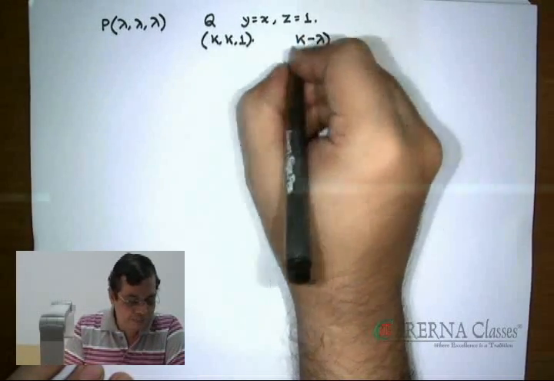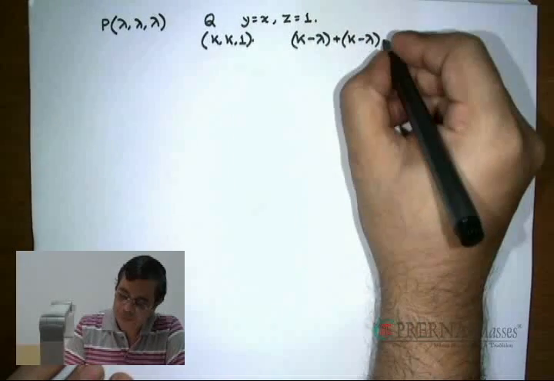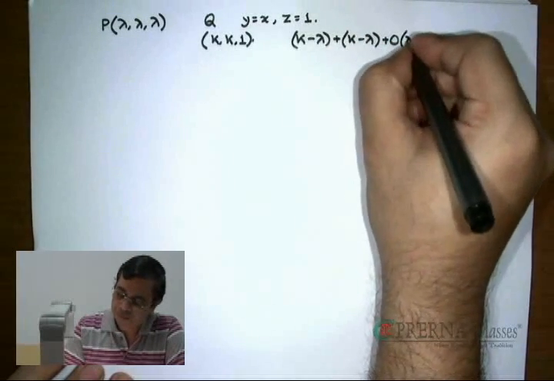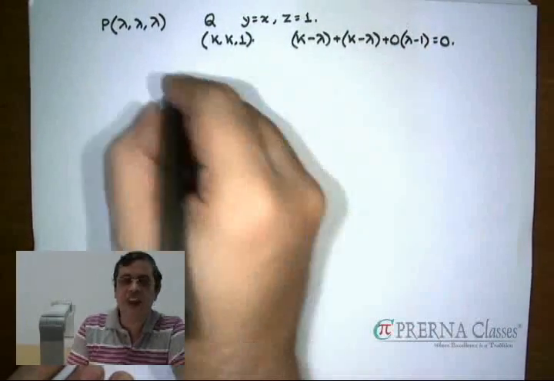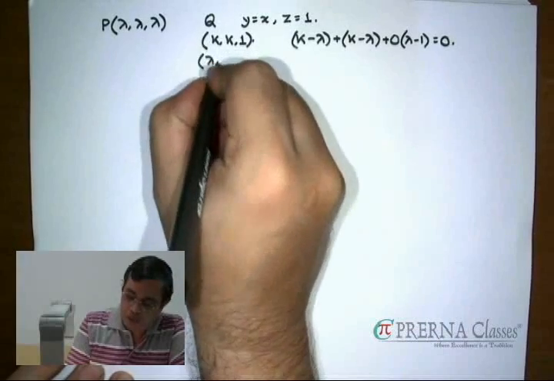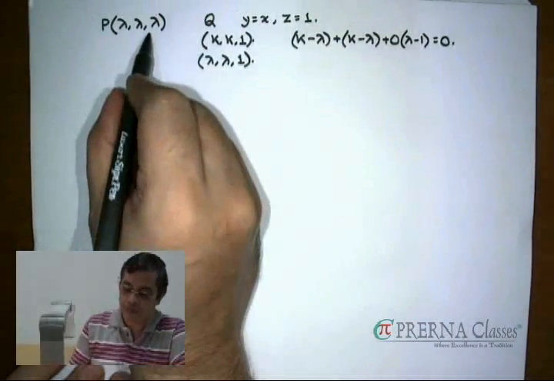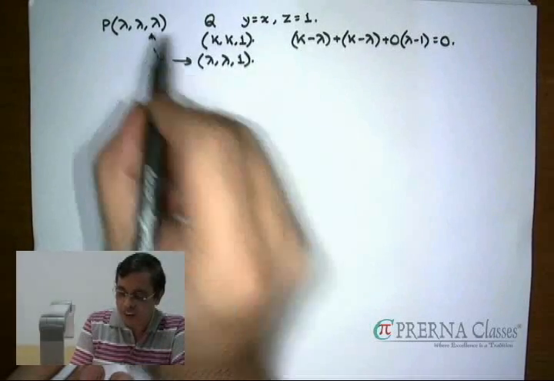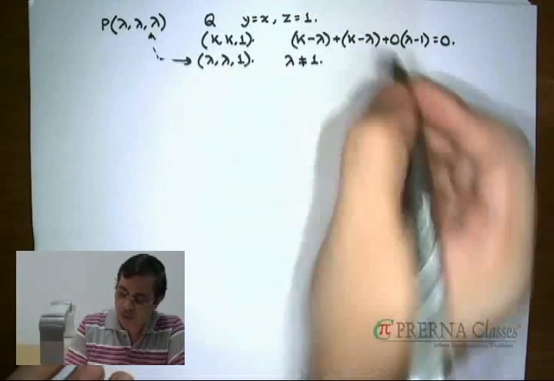condition like this. In other words, then K should be equal to lambda. So the point Q then would have to be lambda, lambda, 1. Note that for these two to be distinct points, we clearly require that lambda cannot be equal to 1.